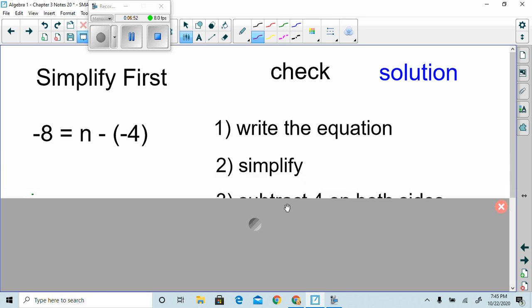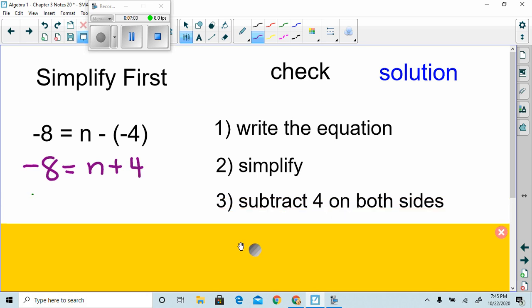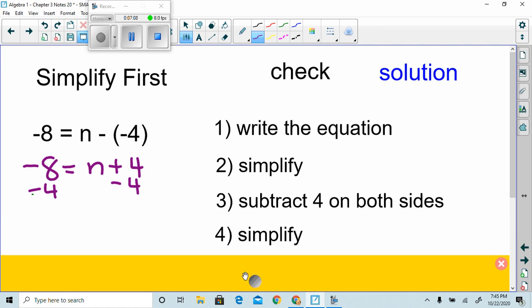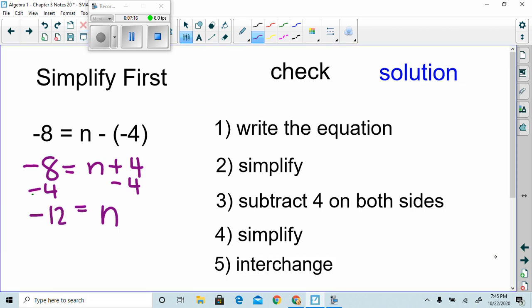And what will I do to simplify? I'm just going to add the opposite. I now can go ahead and subtract 4 on both sides. And then I'll simplify again. And then I'll interchange. So in this particular problem, I'm doing a 2-column solving. And on the right, I'm telling you exactly what I'm doing in each step. That sort of justifies what I'm doing.